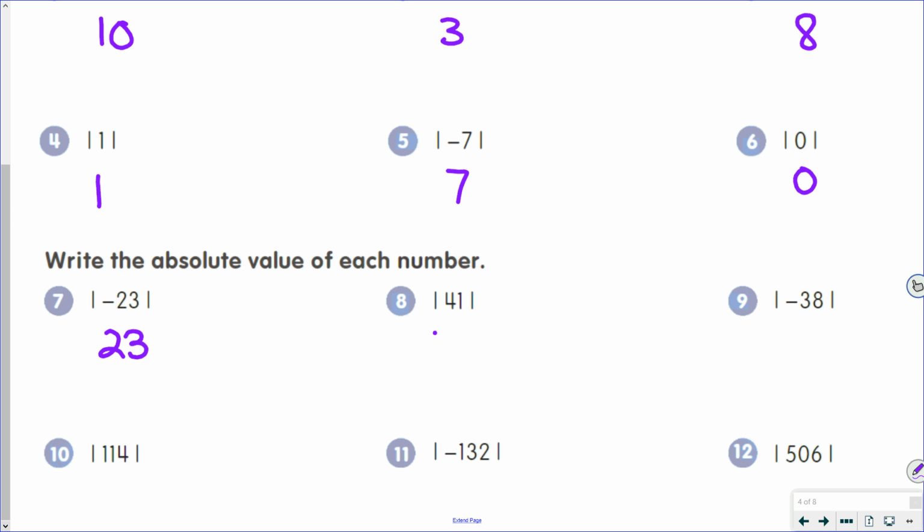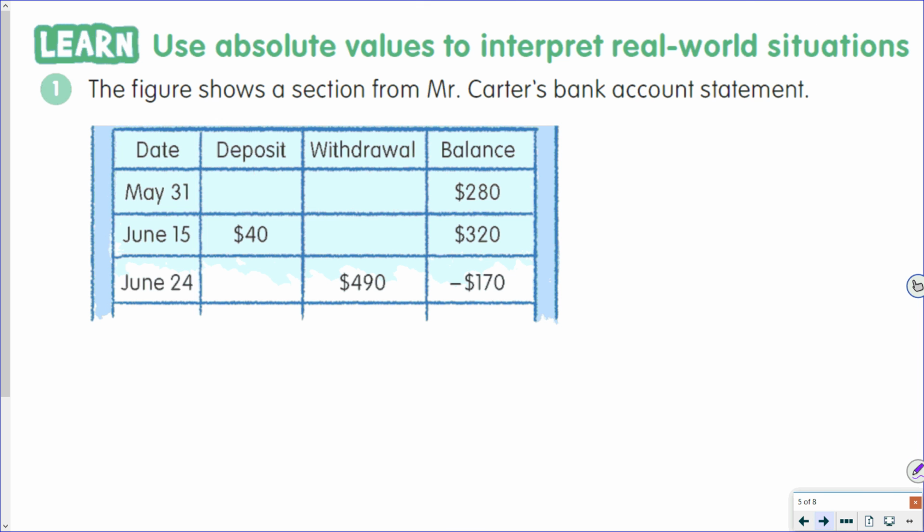Absolute value of -23 is 23. Absolute value of 41 is 41. Absolute value of -38 is 38. Absolute value of 114 is 114. Absolute value of -132 is 132. And the absolute value of 506 is 506. Distance from 0.